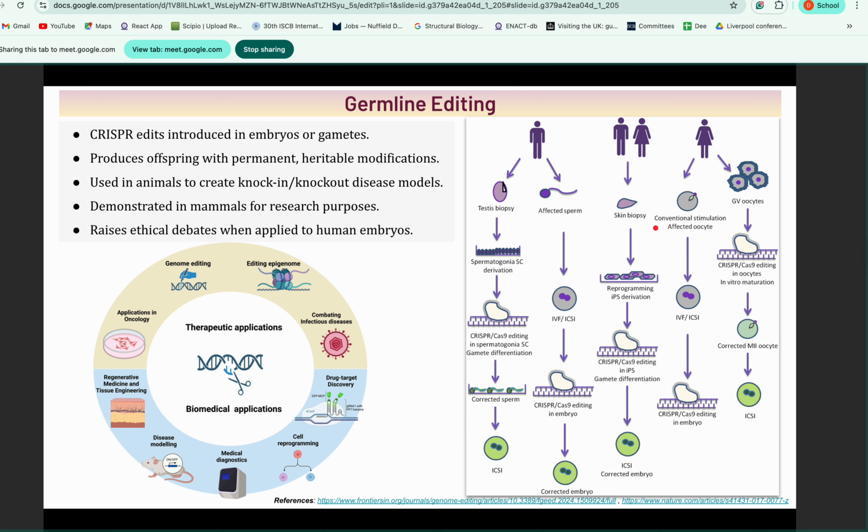Similarly, we can use skin biopsy. We can use the conventional stimulation affected oocytes or GV oocytes. So these are different cells which are collected, and then this shows at what step we can use the CRISPR-Cas9 editing to manipulate these cells and to treat them.